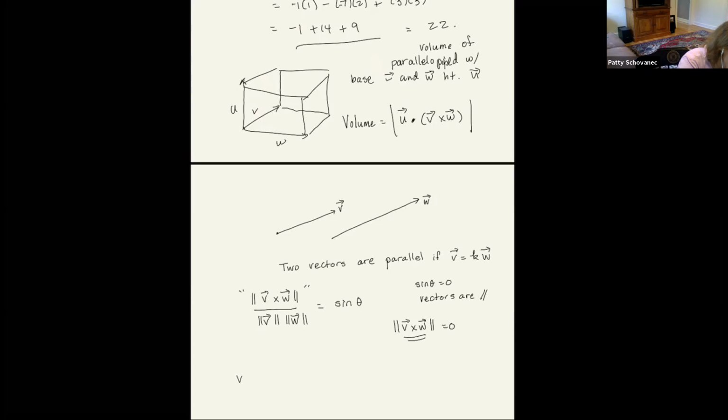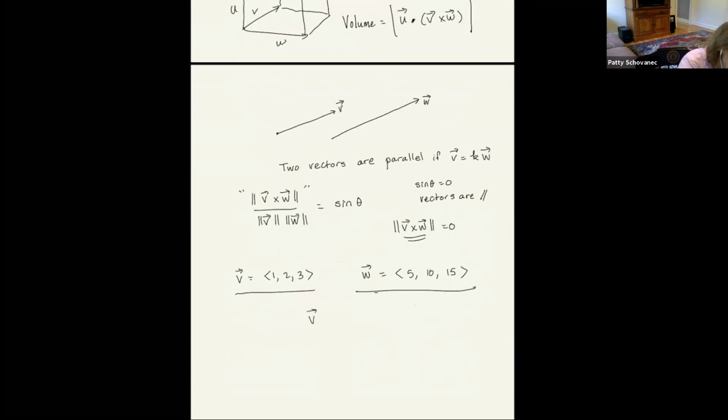So for example, if vector v was the vector 1, 2, 3, and vector w was the vector 5, 10, 15, then I got this vector w by multiplying everything here by 5. So vector v is parallel to vector w. So you can eyeball it. You don't need to compute the cross product. If one row is a multiple of another in a determinant, then your determinant is 0. Or if one vector is a multiple of the other, then the vectors are parallel. Okay, so two vectors are parallel if one's a scalar multiple of one another. Two vectors are orthogonal if their dot product is 0. And again, orthogonal is the same as saying perpendicular.